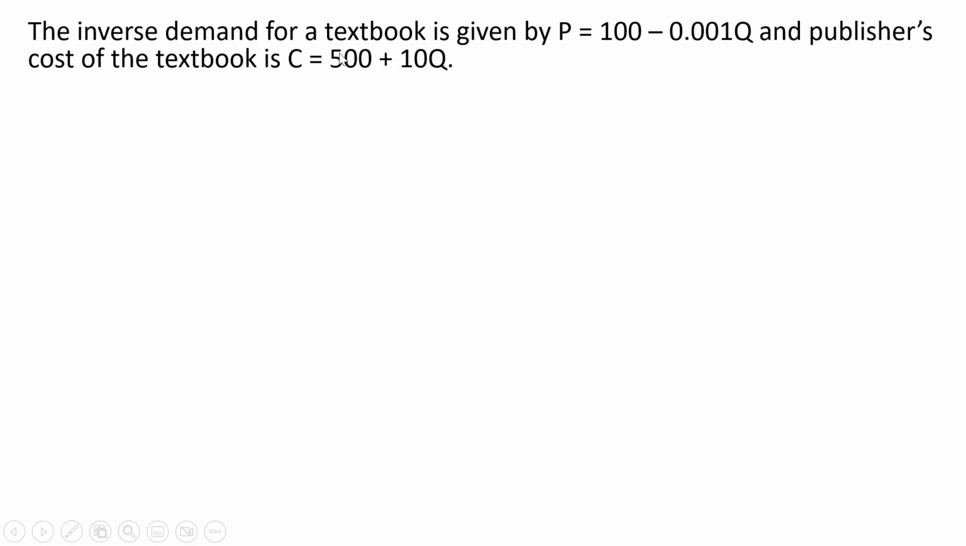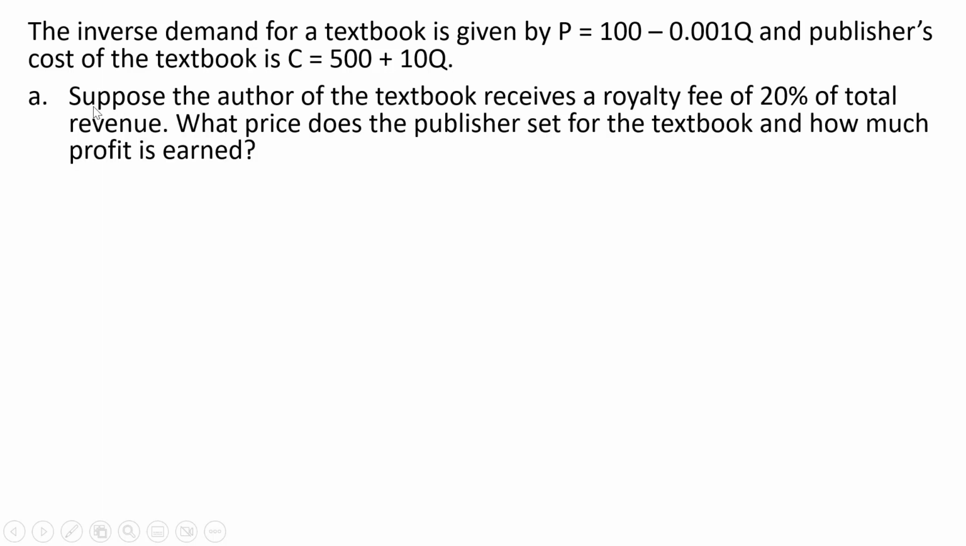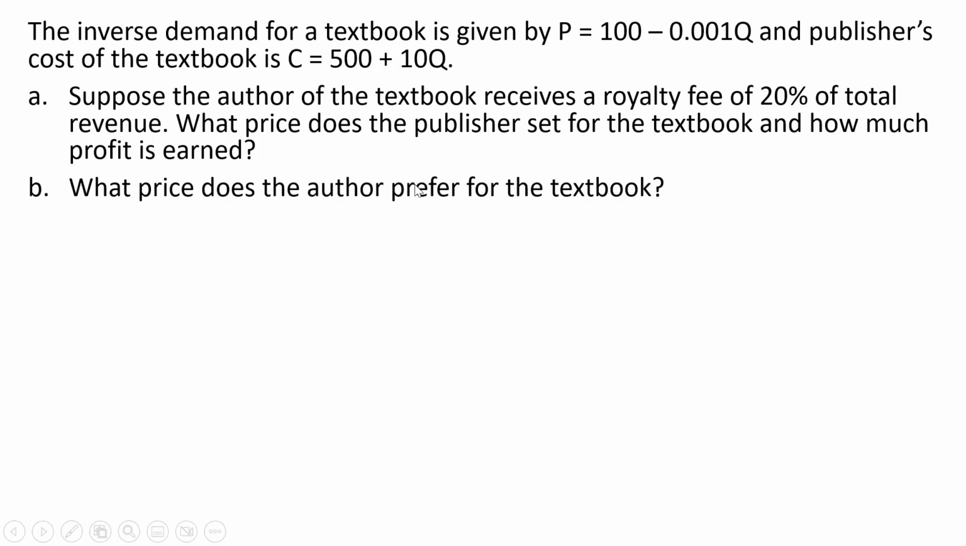The inverse demand for a textbook is given by the following equation, and the publisher's cost of the textbook is given by this equation. Suppose the author of the textbook receives a royalty fee of 20% of total revenue. What price does the publisher set for the textbook, and how much profit is earned? What price does the author prefer for the textbook?